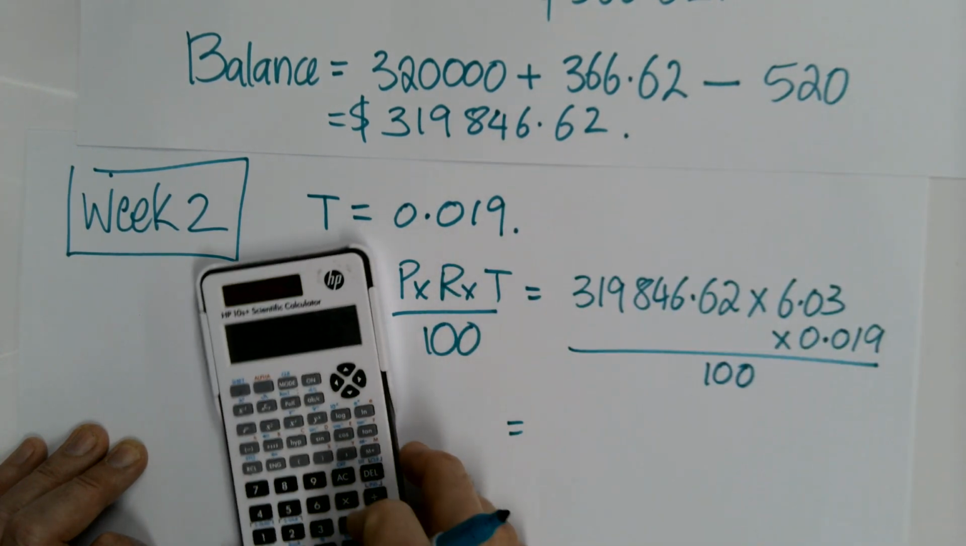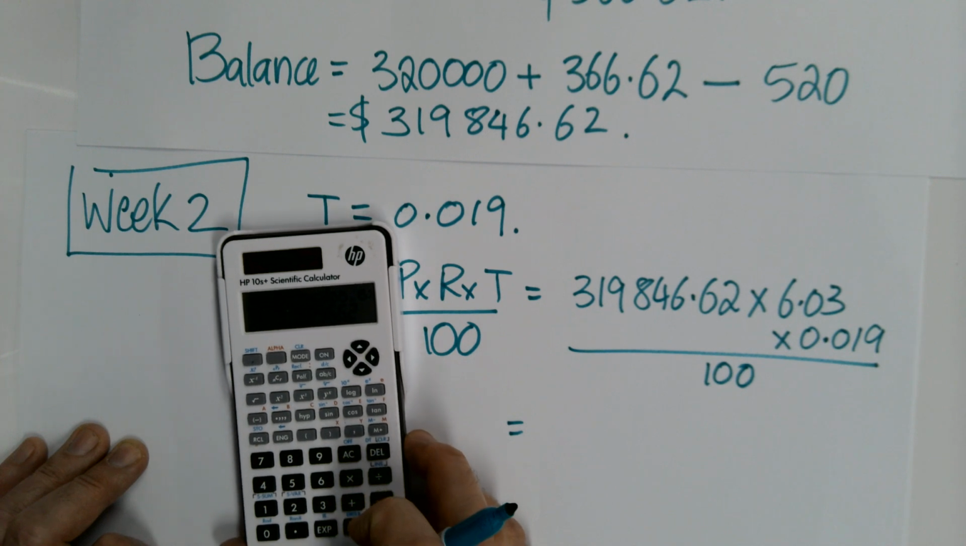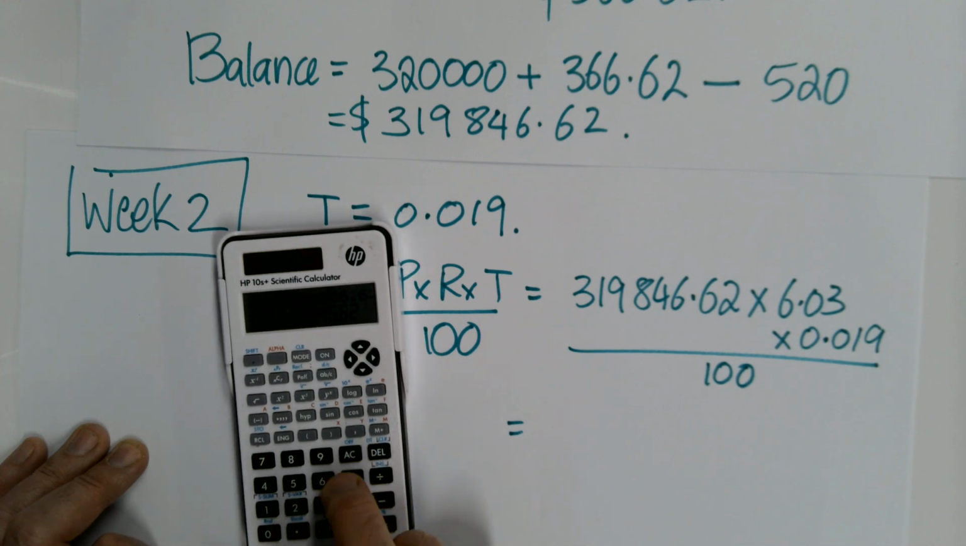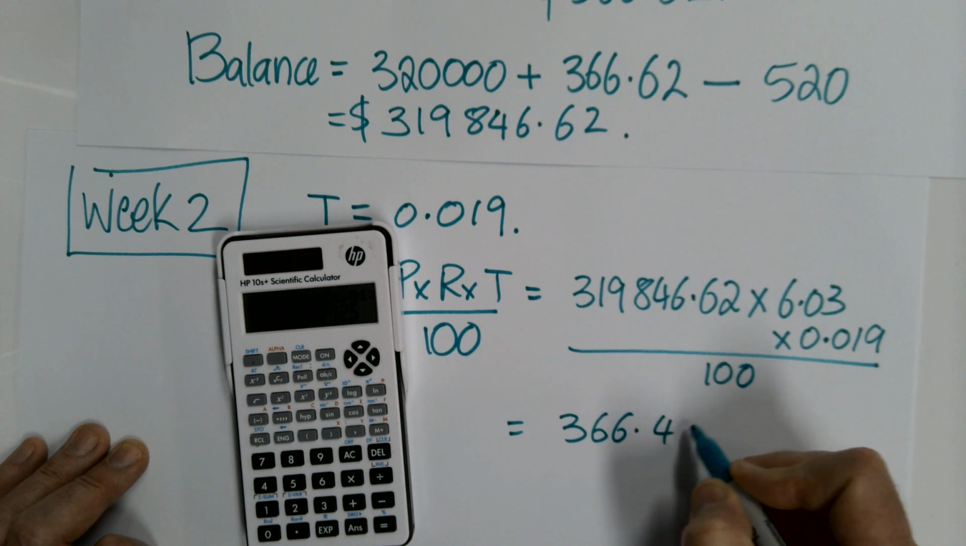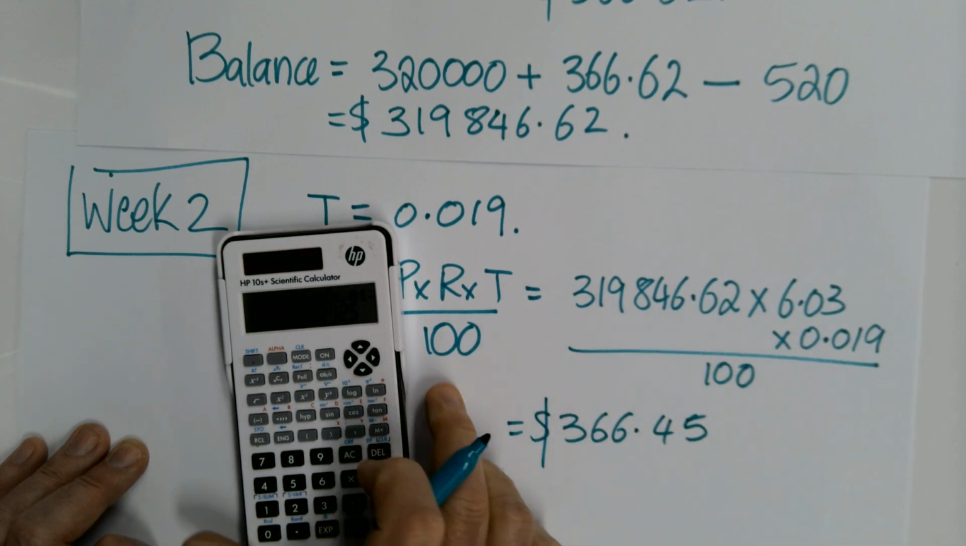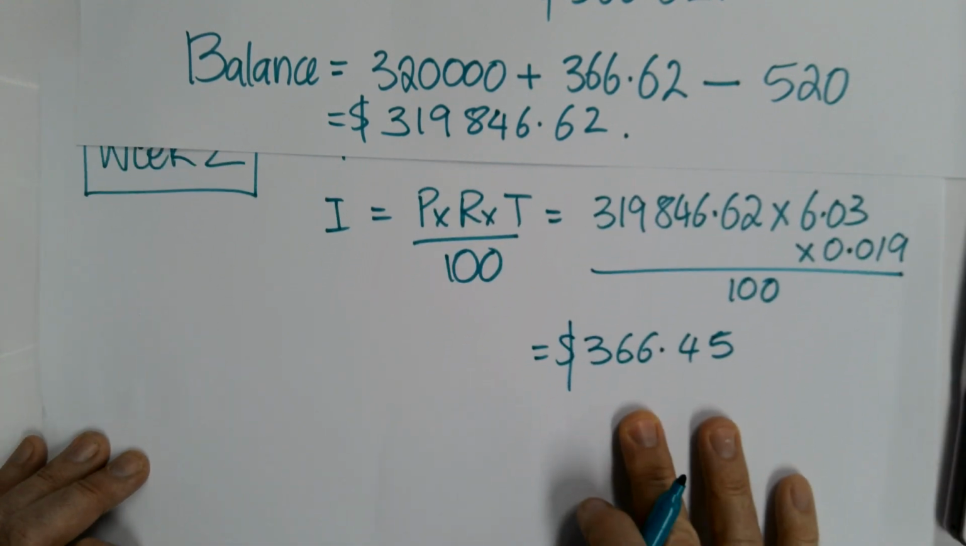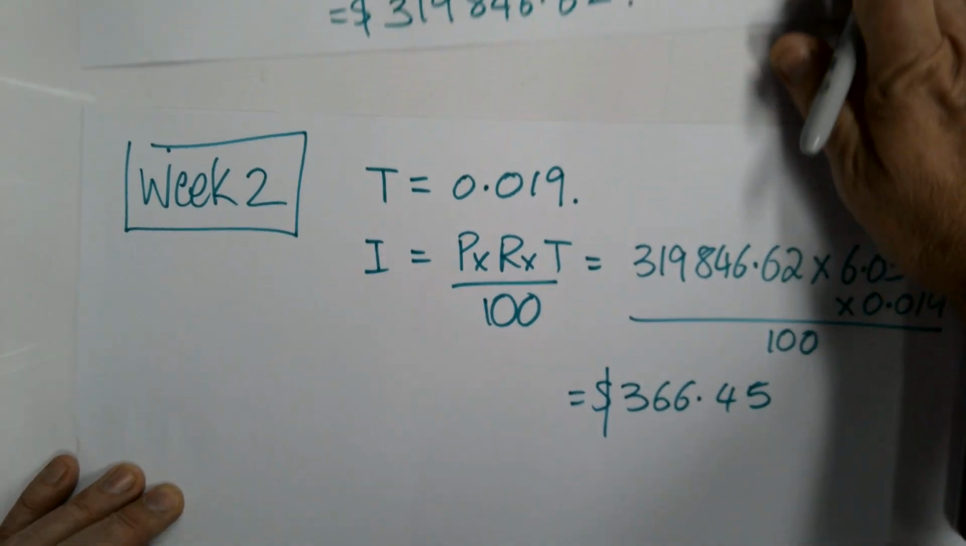So what have we got? Still got that in the calculator, so that's nice. Multiplying it by 6.03, then multiplying it by 0.019, then dividing it by 100. So I've got $366.45. So that's how much interest I'm going to pay in the second week.